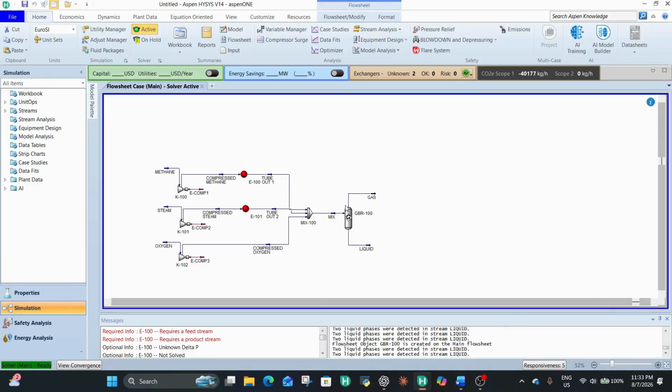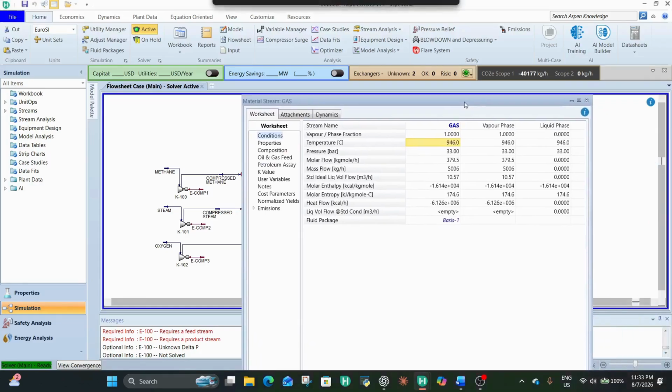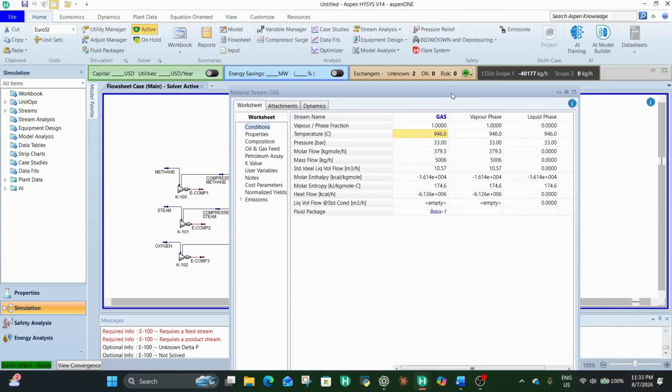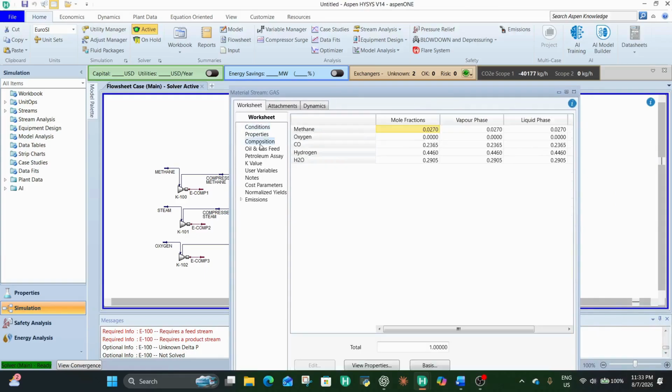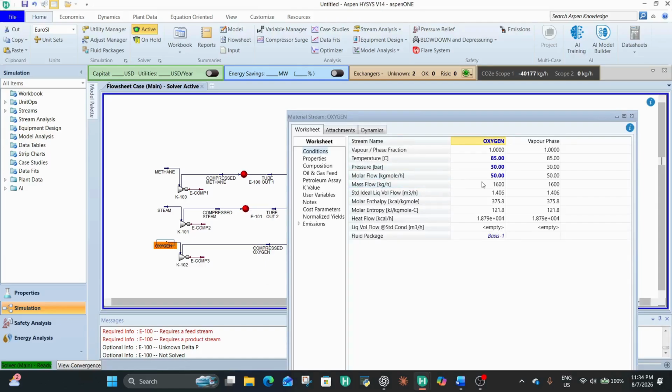That's 608, and our temperature out, 946 Celsius. Nah, we still can't meet the target. So unfortunately, we can't meet the target with those specified conditions.